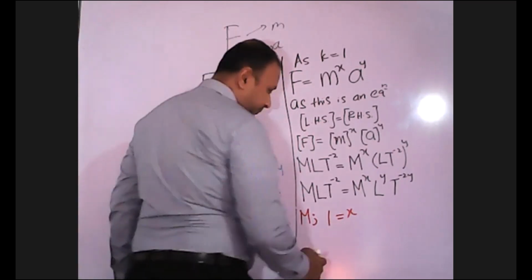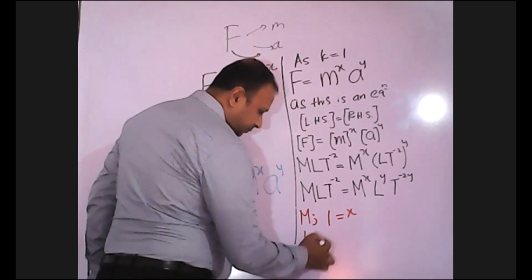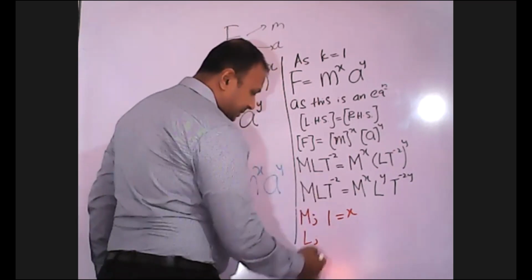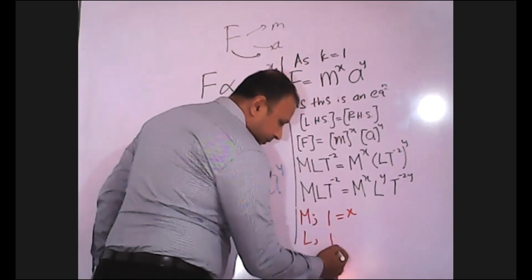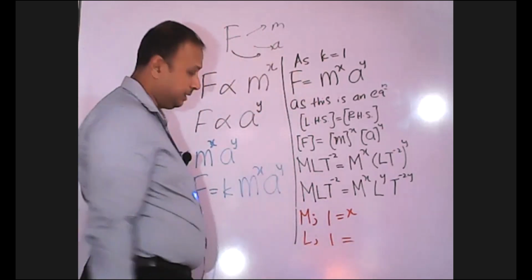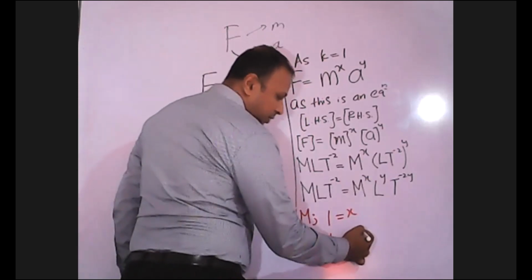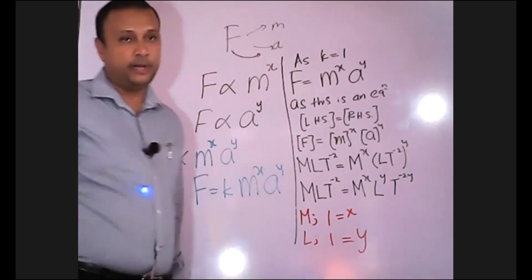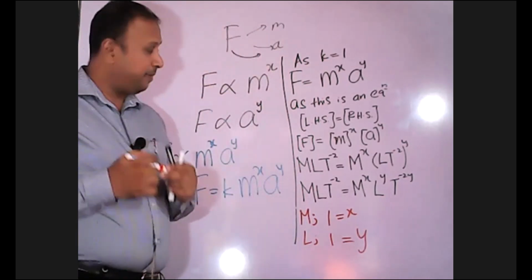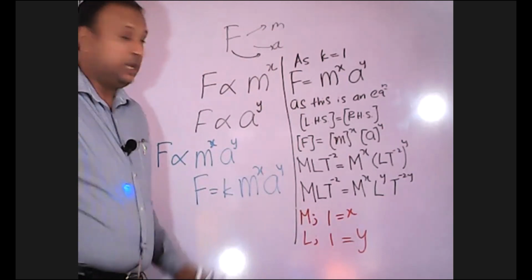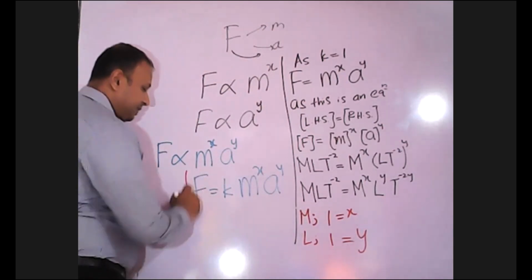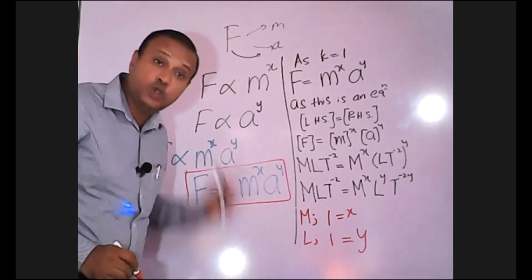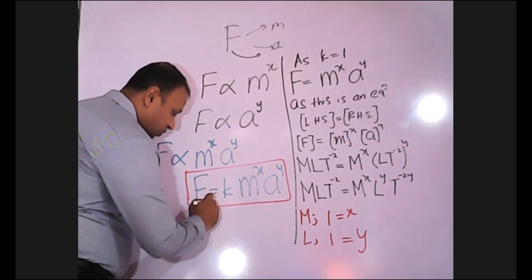Then you can equate the power of L. If I equate the power of L, the LHS power is 1. On the right hand side, the power of L is equal to y. So from that, we can determine y should be equal to 1. So my mission is completed, because this is my assumed equation. So this is the assumed equation.